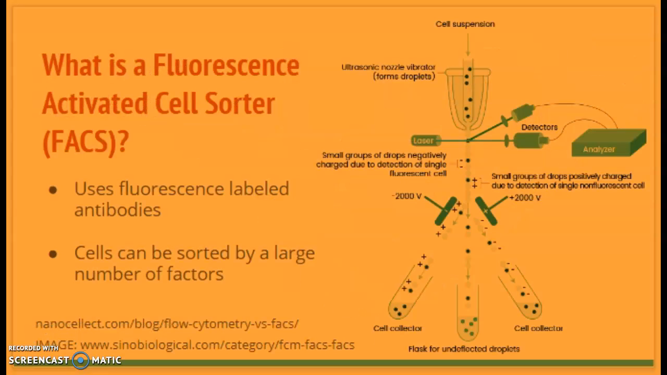What is a fluorescence activated cell sorter, or FACS? This is some information from a website called NanoCollect Biomedical. Basically, a fluorescence activated cell sorter is a subset of flow cytometry technique that uses specific antibodies labeled with a fluorescent molecule called fluorochrome. And FACS basically analyzes for data collection and sorting of biological samples from a nearly limitless number of parameters, and those parameters can be set by the operator.